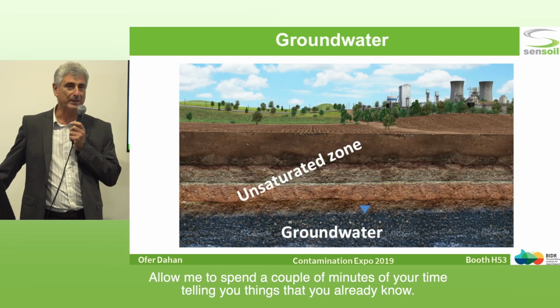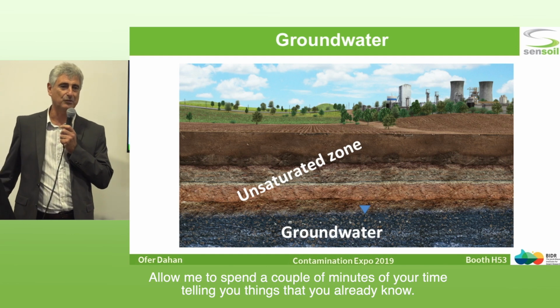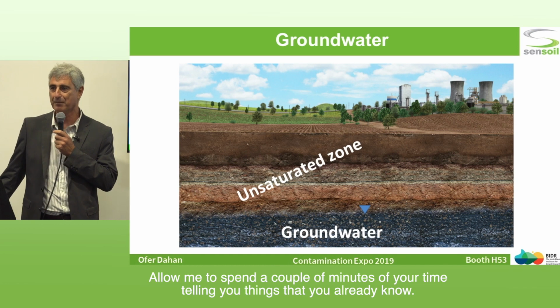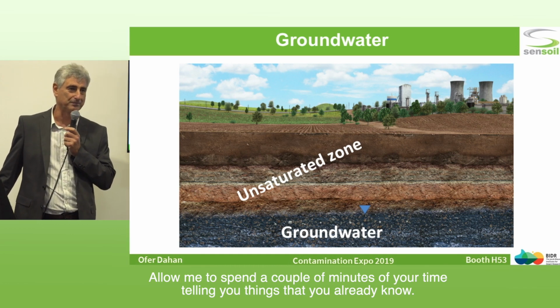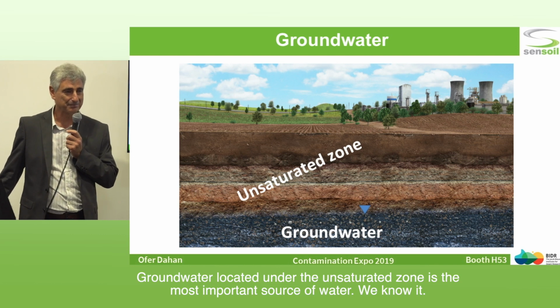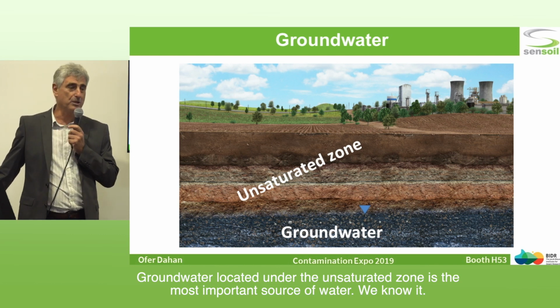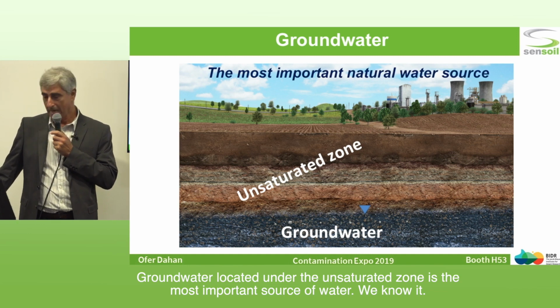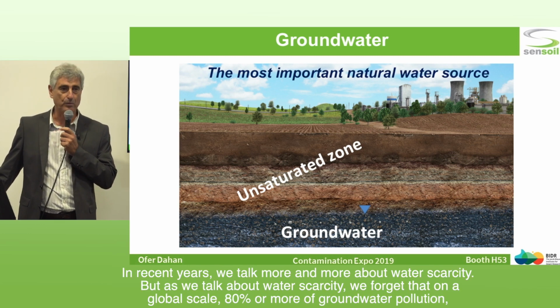So allow me to start with something which is redundant to all of you. You all know it, I know, and I'm going to waste 2 minutes of your time on things which you all know. Groundwater, located under the unsaturated zone, is the most important source of water. Yeah, we know it. And in recent years, more and more we talk about water scarcity.